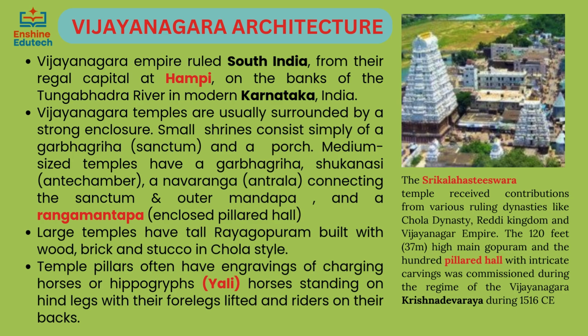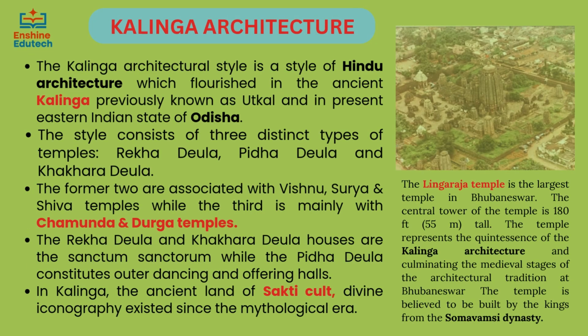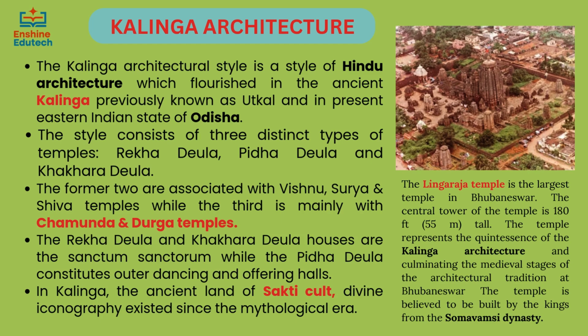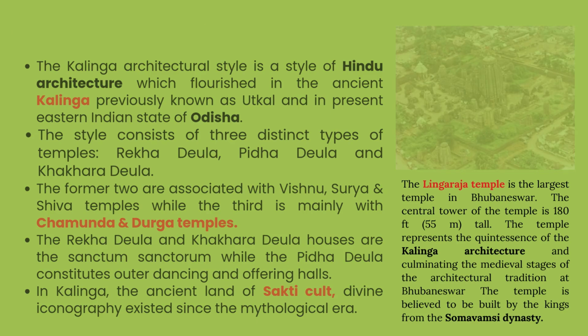riders on their backs. The Kalinga architectural style flourished in the ancient Kalinga, previously known as Utkal, and in present eastern Indian state of Odisha. The style consists of three distinct types of temples: Rekha Devula, Pidha Devula and Khakhara Devula. In Kalinga, the ancient land of Sakti cult, divine iconography existed since the mythological era.